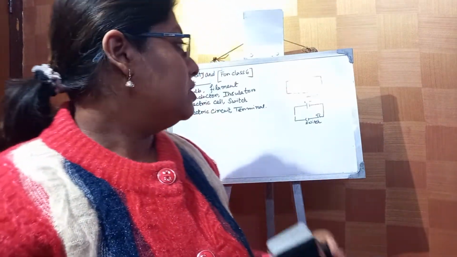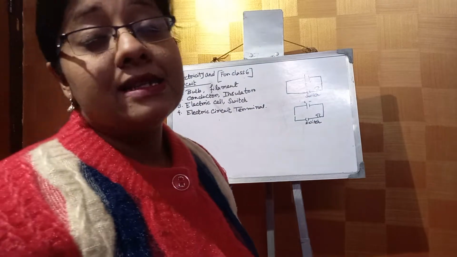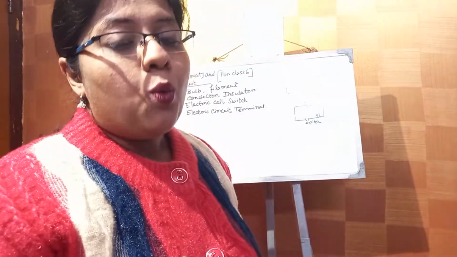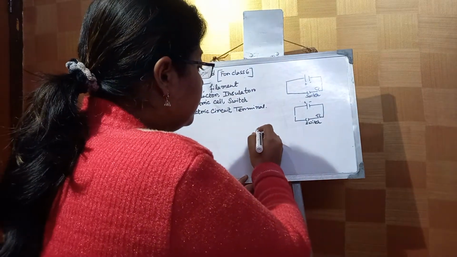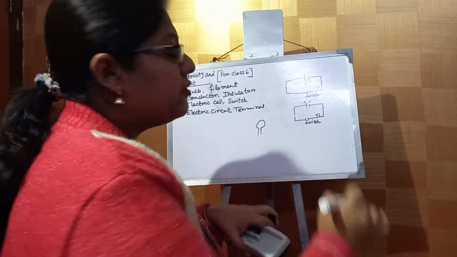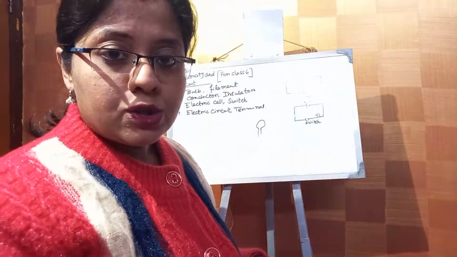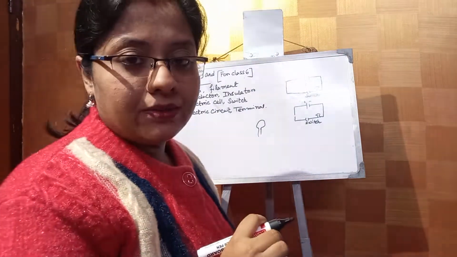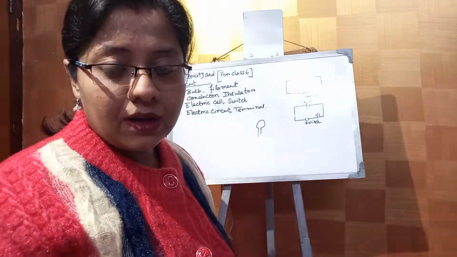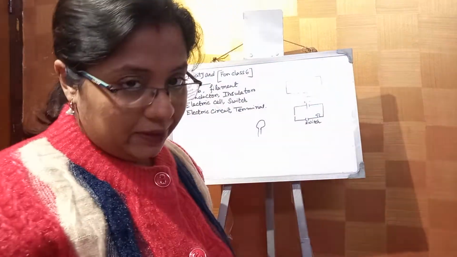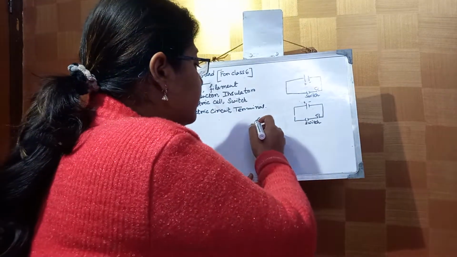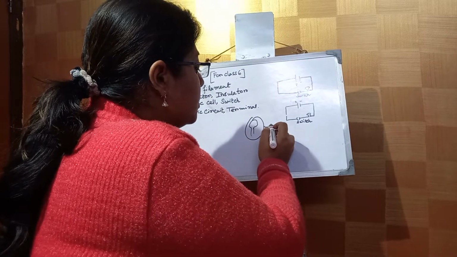Fine. Now the first thing is the bulb. What is a bulb? So we know that this is the symbol of a bulb. Two kinds of bulbs are available. The first one is the filament bulb, and now in the market the LED bulb is also available. So at first we are discussing the filament.